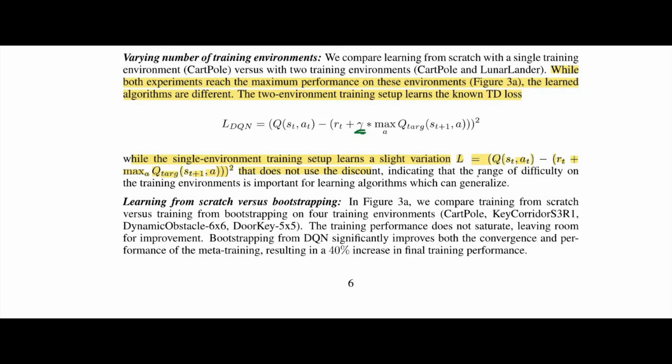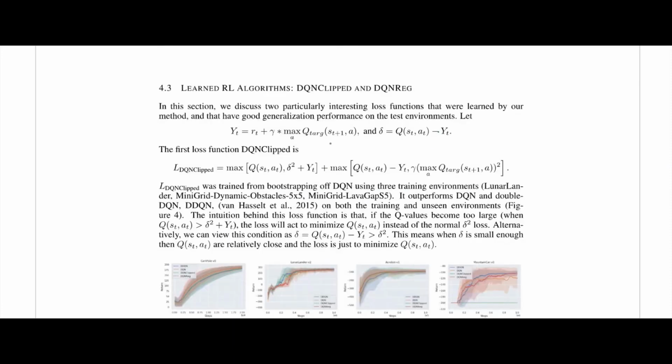So they say that increasing the range of difficulty of the training experiments can allow learning algorithms which can generalize better. Because when you increase the number of training environments, you got the actual TD loss with the gamma in it, which is the actual correct thing to do to discount losses. Whereas in a single environment, you got a version which was a bit poorer and which didn't have the gamma inside it. Now let's look at the bootstrap experiments.